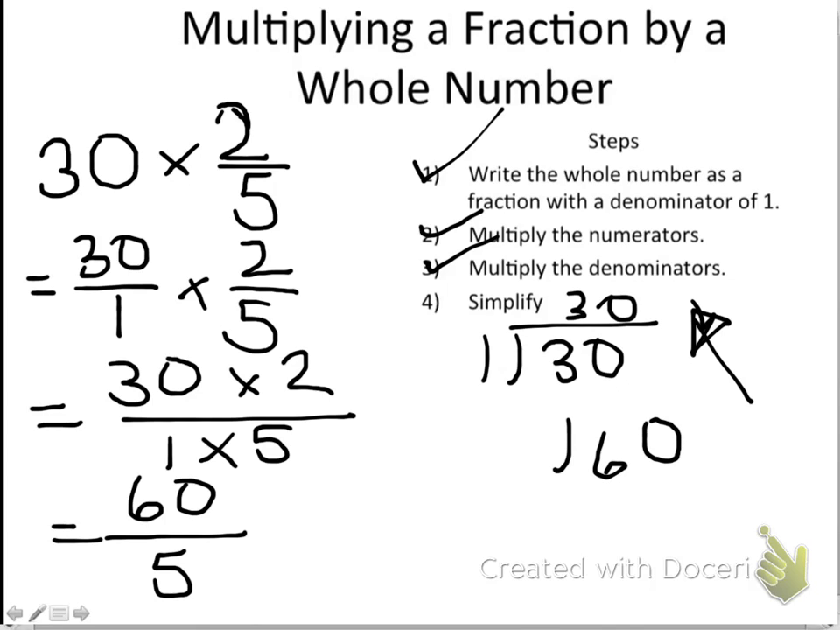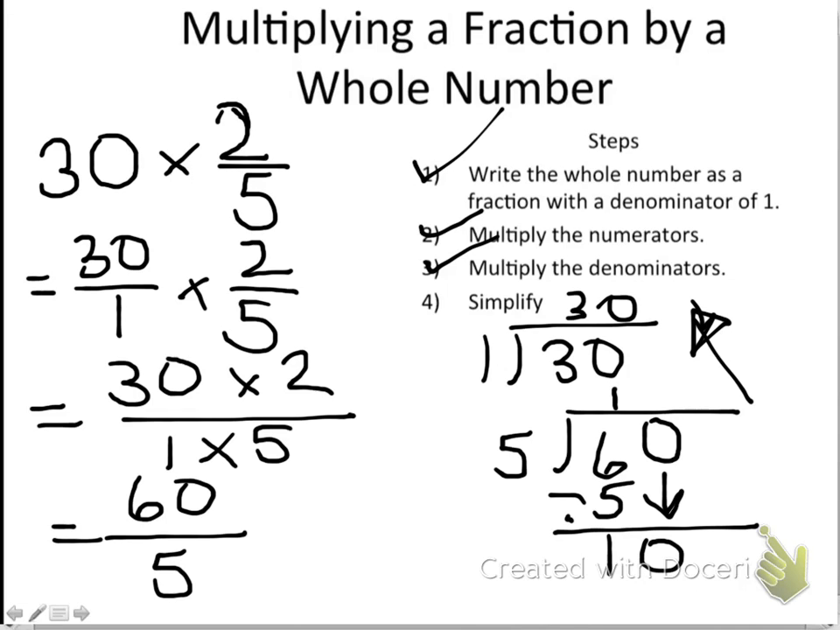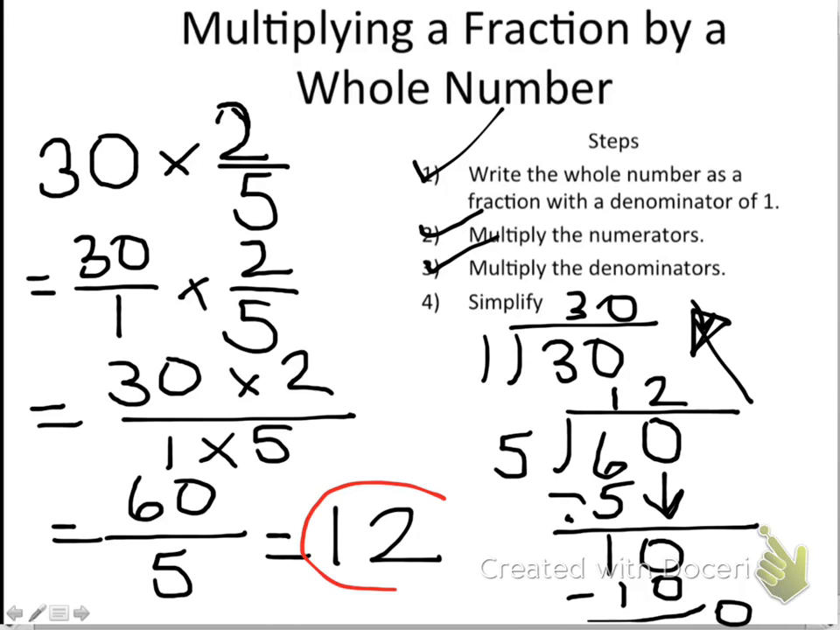60 divided by 5. 5 goes into 6 once. 1 times 5 is 5. Subtraction, I get the 1. I bring down the 0. 5 goes into 10 twice. Get 10, and then subtract, and get a 0. So my answer is 12. And that's my final answer, so I'm going to circle it. So I have 12, so 30 times 2 over 5 equals 12.